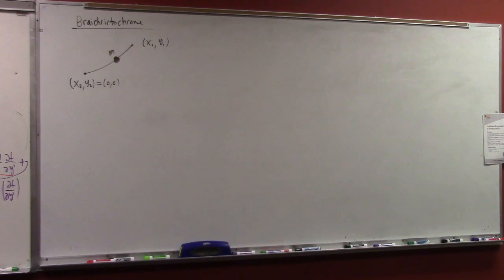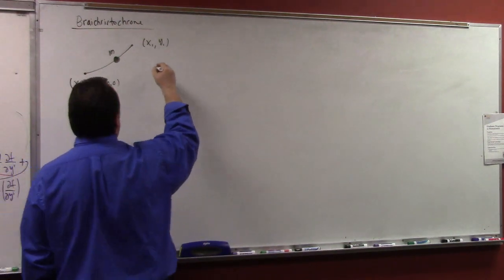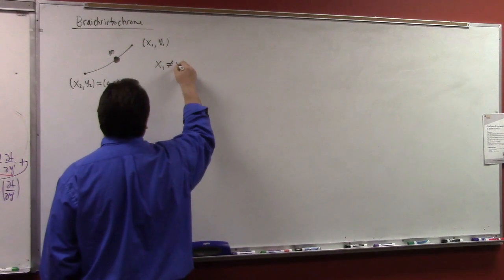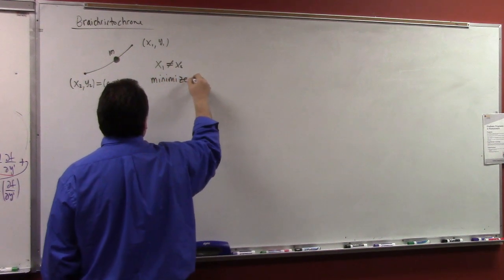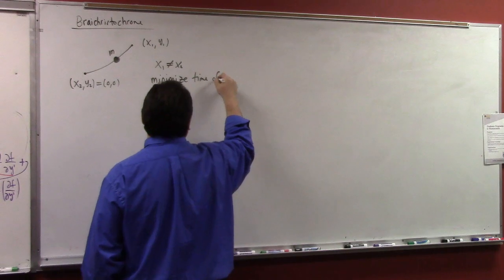But nevertheless, it's not free fall, right? It has to go along this arc, so it's forced to go along this curve. So there's one solution we don't need variational calculus for, right? If x1 is equal to x2, that's very easy. But we assume x1 is not equal to x2, and we're trying to minimize the time of descent.